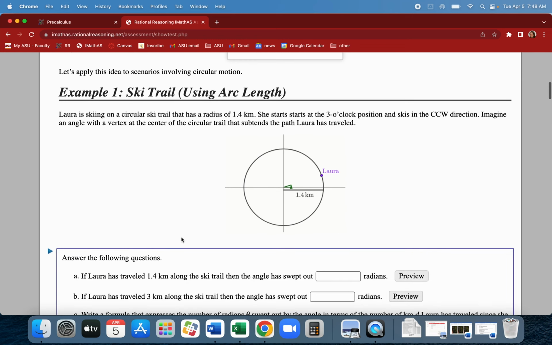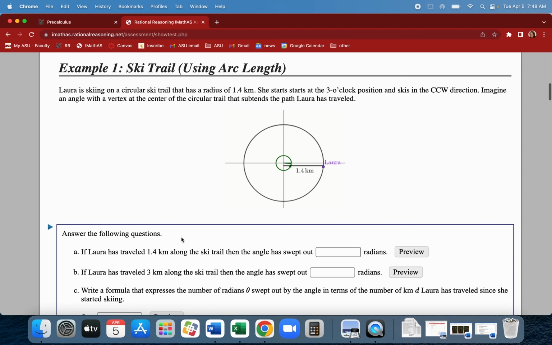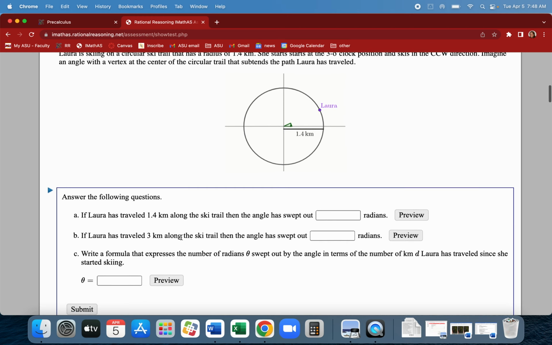kilometers. She starts at the 3 o'clock position, goes around counterclockwise, and we don't really know the angle, because that'd be a kind of weird thing to know if you're skiing. If you're like, well, I know that I traveled through 2.6 radians. Nobody's going to know that skiing around a ski trail, right? But you might know how far you went.